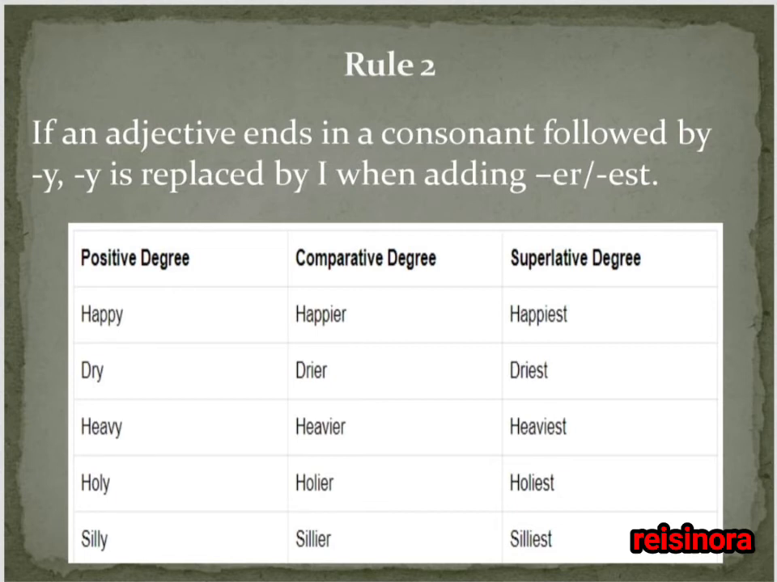If the adjective is happy, the comparative is happier, superlative happiest. Jadi di happy itu huruf akhirnya y, sebelum huruf y itu kan huruf konsonan p. Jadi aturannya mengikut aturan ini. Jadi happier, huruf y-nya diganti menjadi huruf i, e, dan r. Kalau superlatif diganti menjadi i, e, s, t. The next one, dry, drier, driest. Heavy, heavier, heaviest. Holy, holier, holiest. Silly, sillier, and silliest.